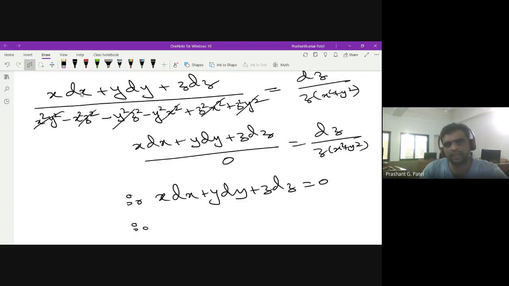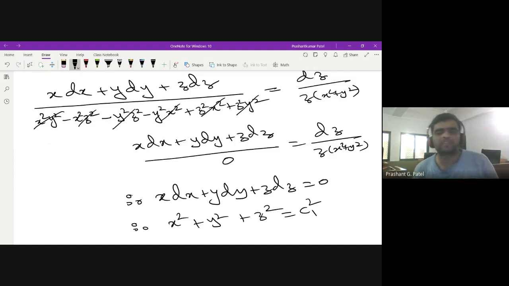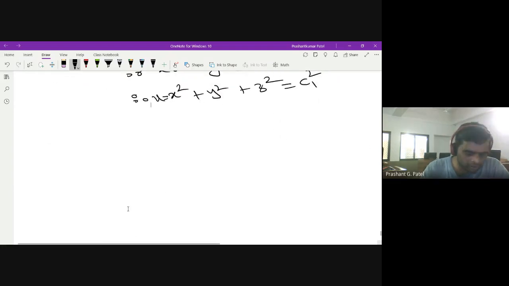Now if you integrate both sides, you will have x square by 2 plus y square by 2 plus z square by 2 equal to c1 square by 2. The 2 cancels out from both sides, so we have x square plus y square plus z square equal to c1 square. That is the first solution; I can say this is u.